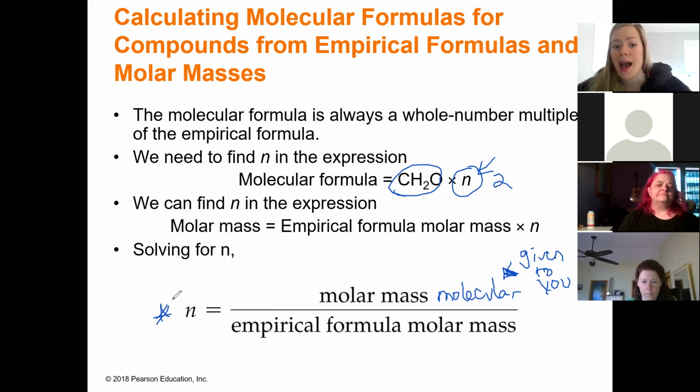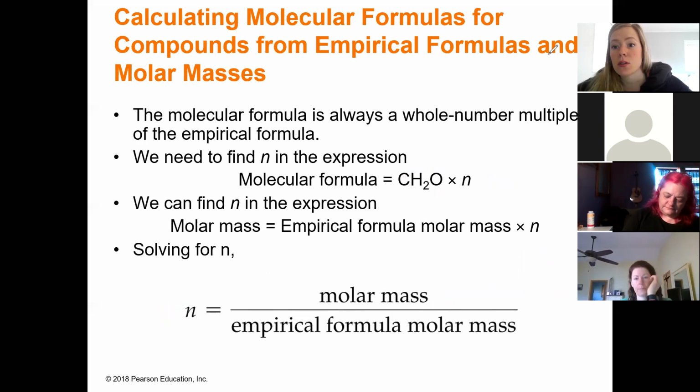So if you're solving for the molecular formula, how many times bigger is the molecular formula than the empirical formula? If the molecular formula's mass is twice as big as the empirical formula, your N value would be 2. If your molecular formula was 3 times as big, it would be 3. So let's try this in practice.